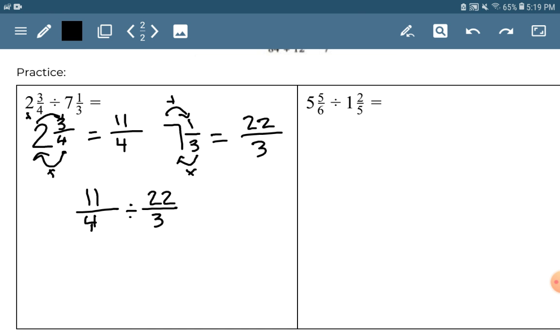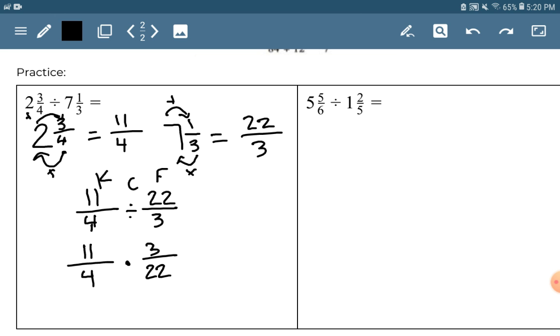22/3. After I've made them improper, the next thing I need to do is multiply by the reciprocal, or keep, change, flip. So I'm going to keep 11/4 exactly how it was, change division to multiplication, and flip my second fraction. Again, that's the reciprocal part. 22 over 3 is the reciprocal of 3 over 22.